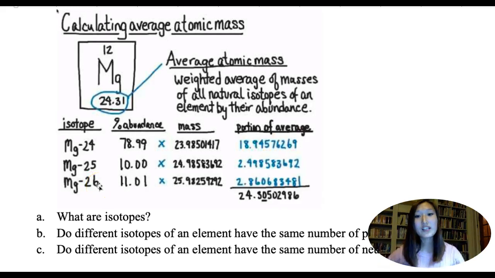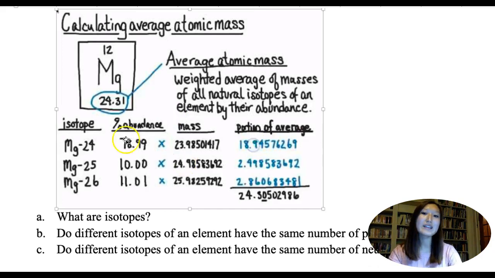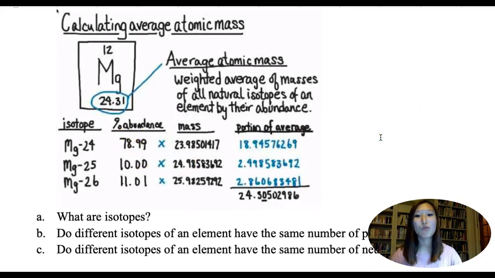But the percent abundance is different, meaning how much of each type of magnesium do we have in nature? We find out that about 78.99% of all the magnesium in the world is the kind of magnesium that weighs 24, called magnesium-24, right? And what you do is you take this abundance, 78.99%, times the atomic mass, which is close to 24, and then you do the same thing for the others, and add them together. Then you would have an average atomic mass of 24.31.